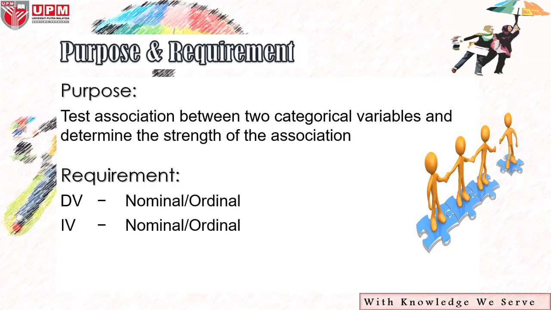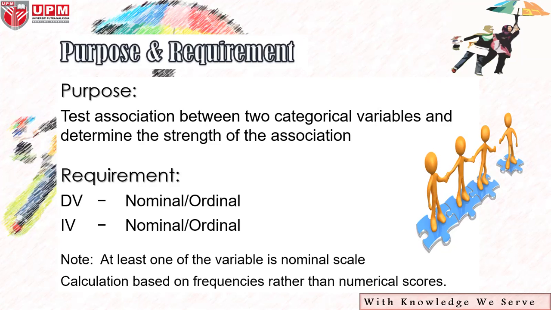In terms of the requirements, the DV must be nominal or ordinal, same goes to the IV, nominal or ordinal. But at least one of the variables must be in nominal scale. Salah satu, tak kisah mana-mana tapi salah satu. And the calculation is based on frequencies rather than numerical scores, based on actual data frequency.